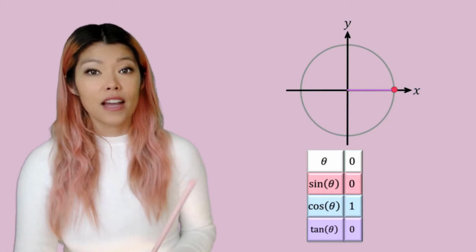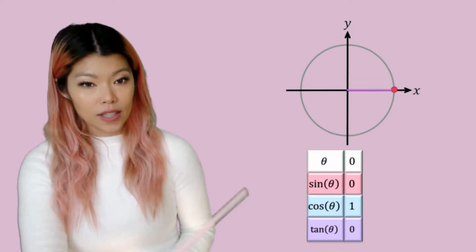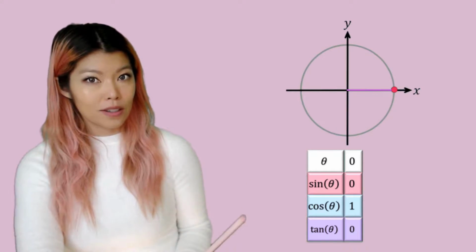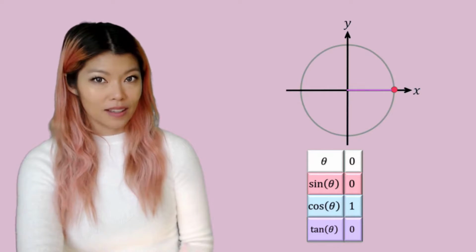So your first task now is to write sine 0, cos 0, tan 0, and without looking, see if you can recall that sine 0 is 0, cos 0 is 1, and tan 0 is 0.